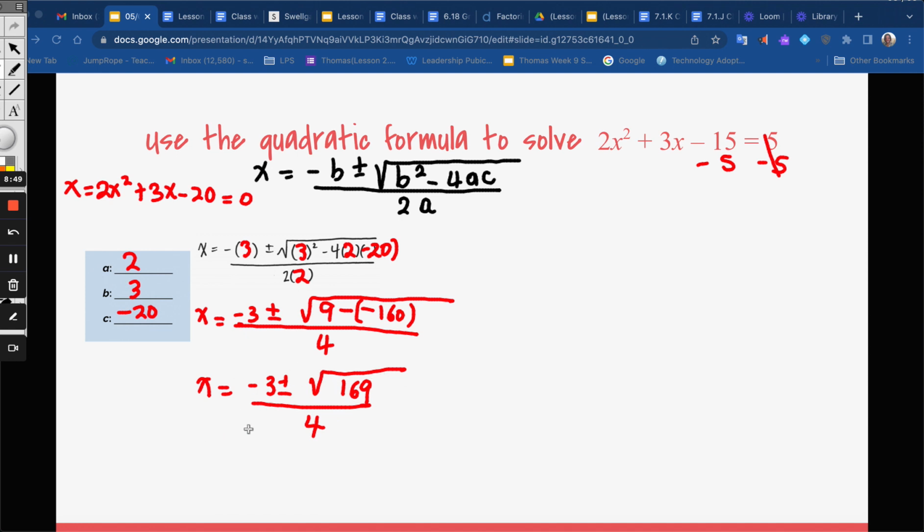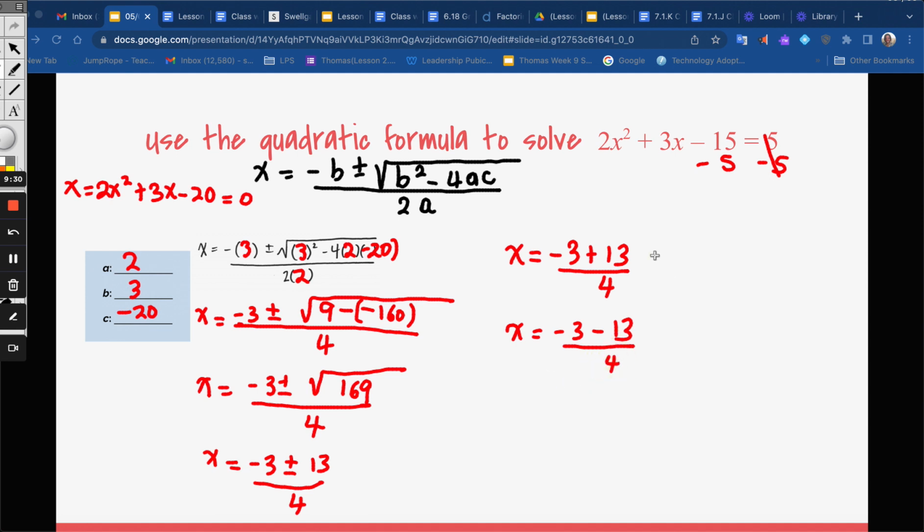We continue by finding the square root of the number under the radical sign. 169 happens to be a perfect square, so again, this is going to be a whole number. So x is equal, it has two values, negative 3 plus or minus, what's the square root of 169? That's 13 over 4. You're going to split the answers. In the event that the square root is positive, x is equal to negative 3 plus 13 all over 4. And in the event that it's negative, x is equal to negative 3 minus 13 over 4. You want to plug these into your calculator.